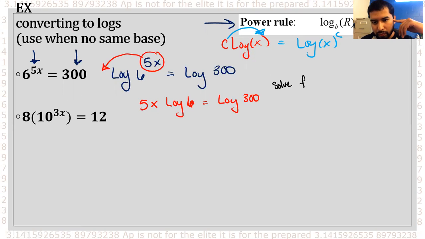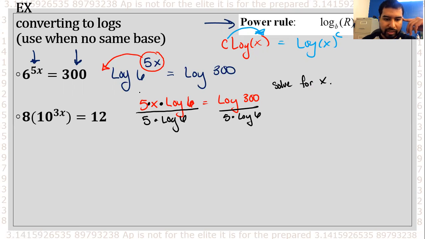Solve for x. So I'm going to solve for x, meaning everything that does not include x is going to be thrown to the other side, right? What do I mean by that? Well, keep in mind this 5 is being multiplied to the x, and this x is being multiplied by the log of 6. So I'm going to divide by 5 and the log of 6 on both sides.